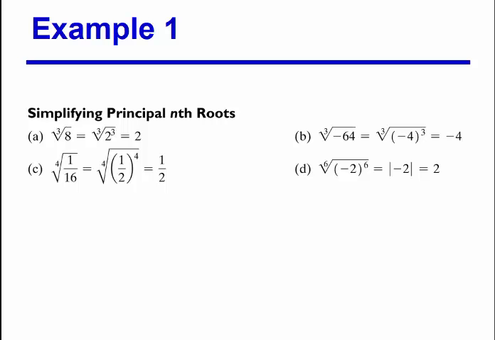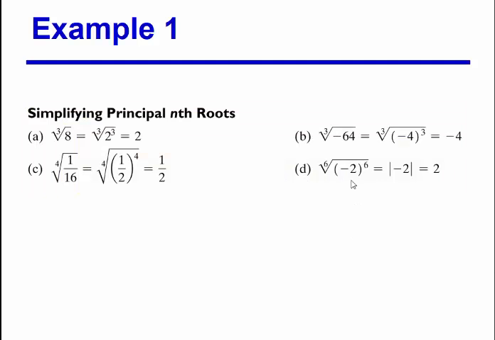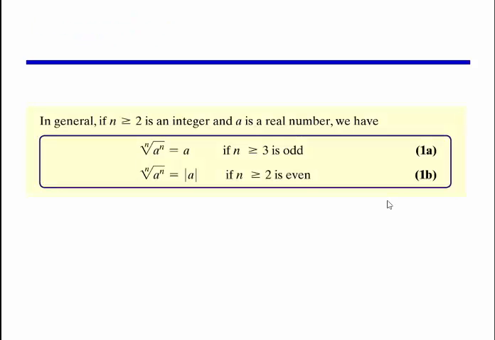And then for d, we have the sixth root of negative 2 to the sixth power, which is equal to the absolute value of negative 2, which is equal to 2. So just be careful with this one here, because this is not necessarily no solution or undefined, if you will.